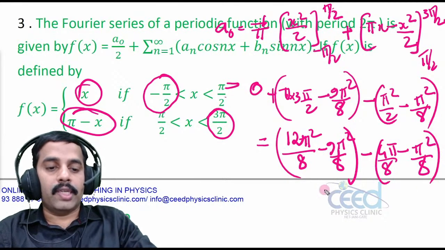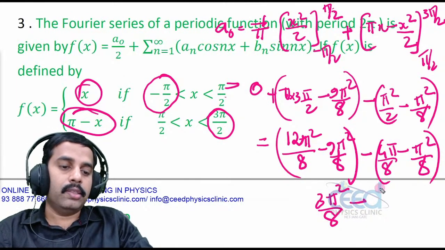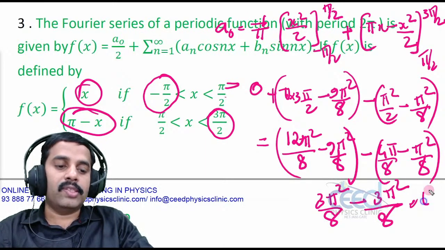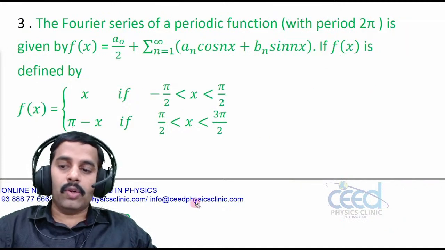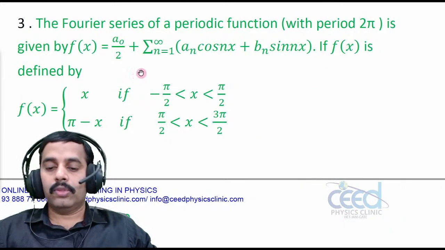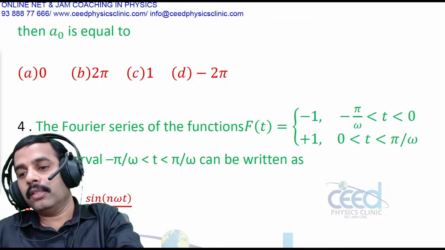So 12 minus 9, so this will be 3 pi square by 8 minus here also 3 pi square by 8. So answer is 0, right? So a0 value is 0. So which one is the option? Option A is correct, right?